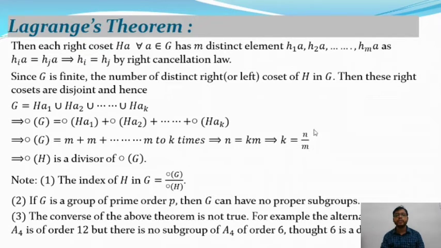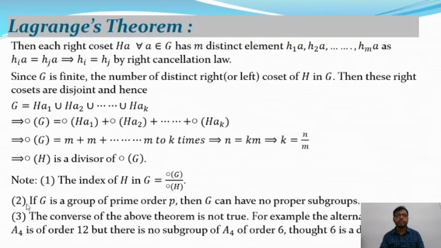Where n is the order of G and m is the order of H, therefore order of H is a divisor of order of G. This is the proof of Lagrange's theorem. So there are some notes on Lagrange's theorem. The index of H in G is equal to order of G by order of H.